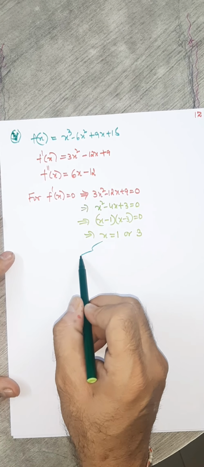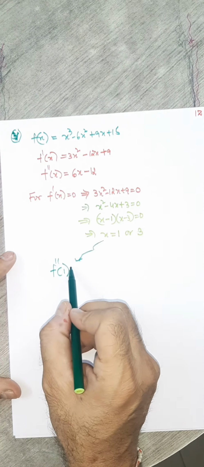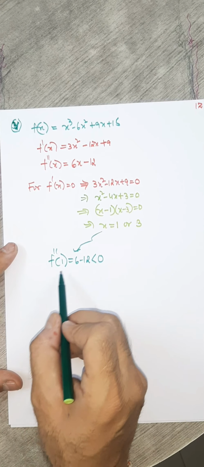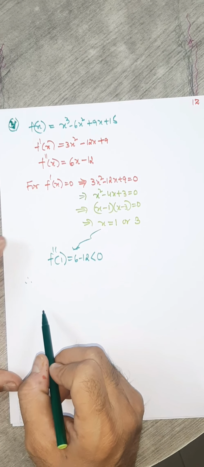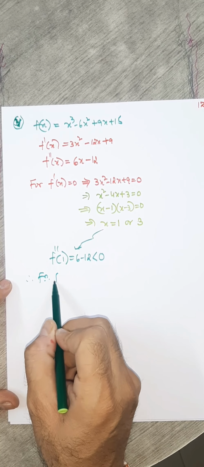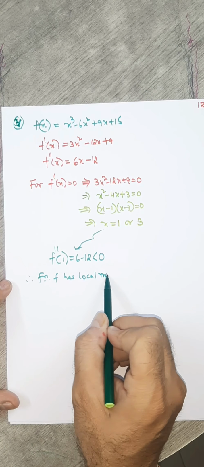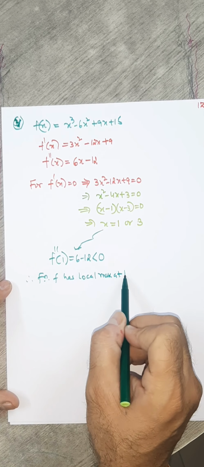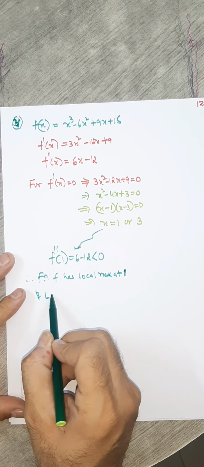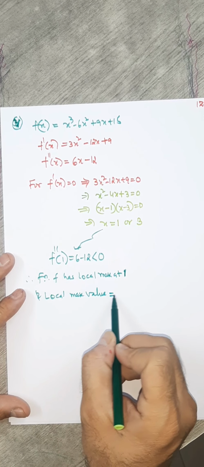Then what we do? We put this in the double derivative. f double dash of 1 is 6 minus 12, it is negative. Therefore, what's your conclusion from this? Your conclusion will be that function f has a local maximum, since f double dash is less than 0. Local maximum at 1, and the local maximum value equals f of 1.